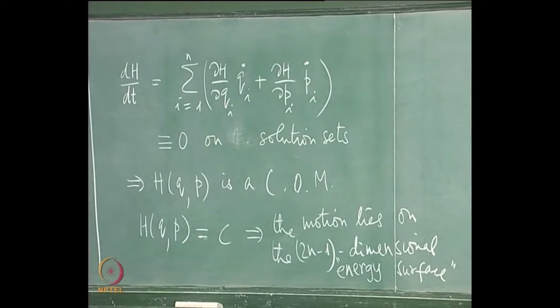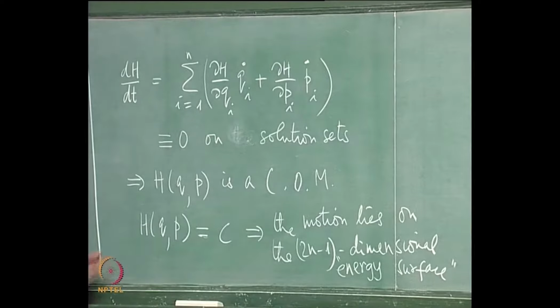I call it energy surface because, as I mentioned, the Hamiltonian, generally its numerical values have the connotation of being the total energy of a conservative system. This is not always true, but we will use this terminology because that is the most commonly occurring case, that the Hamiltonian essentially is the total energy of the system expressed in terms of the coordinates and the momenta of the system.